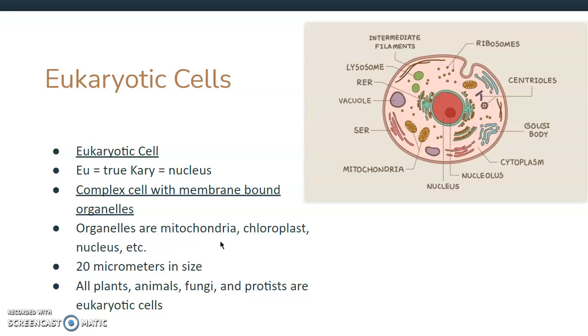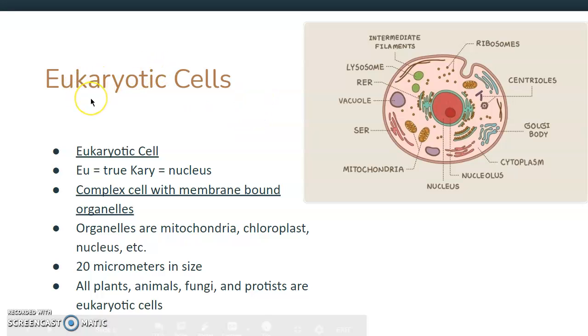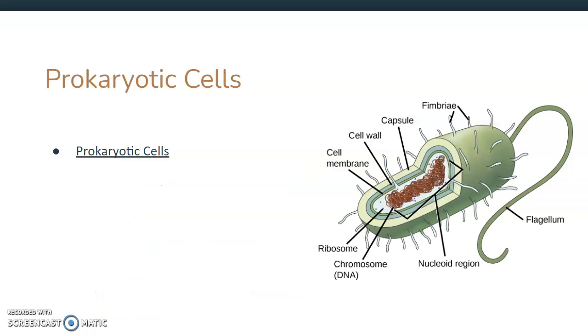And every type of plant, animal, fungi, and protist falls under a eukaryotic cell. So a lot of what we know, a lot of what we see is eukaryotic cells. And a lot of the things that are so small that we can't see them, that we need microscopes for, are prokaryotic. So let's learn about prokaryotic cells.